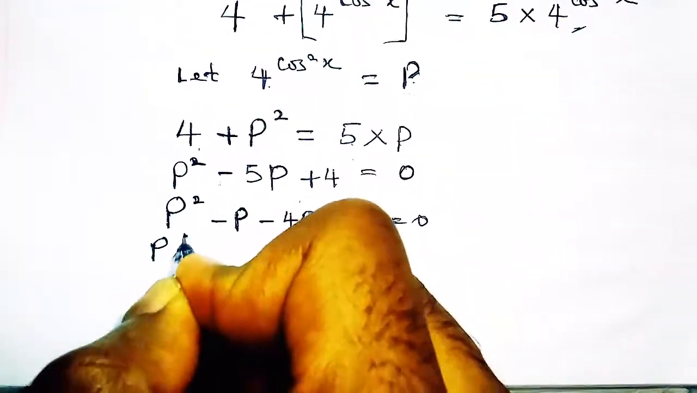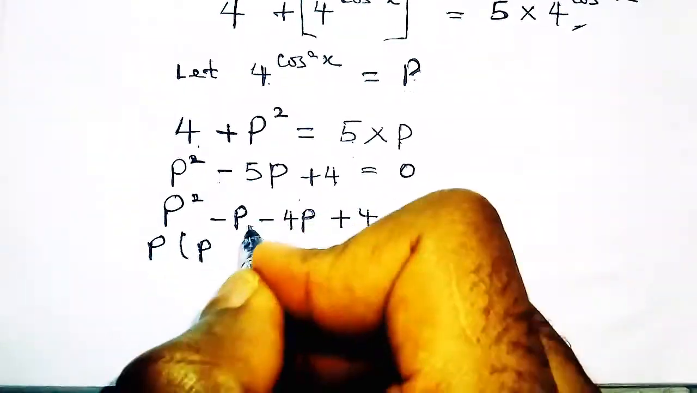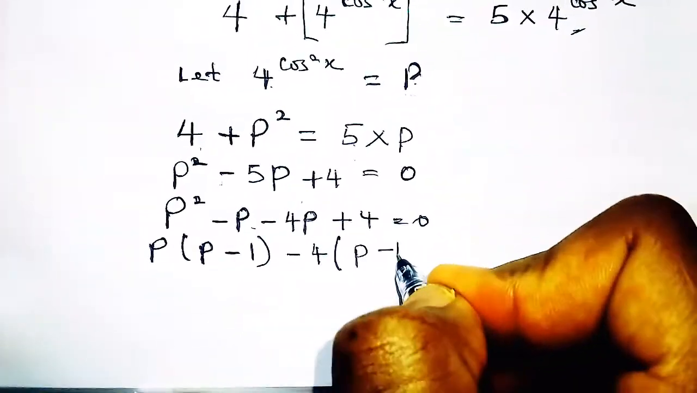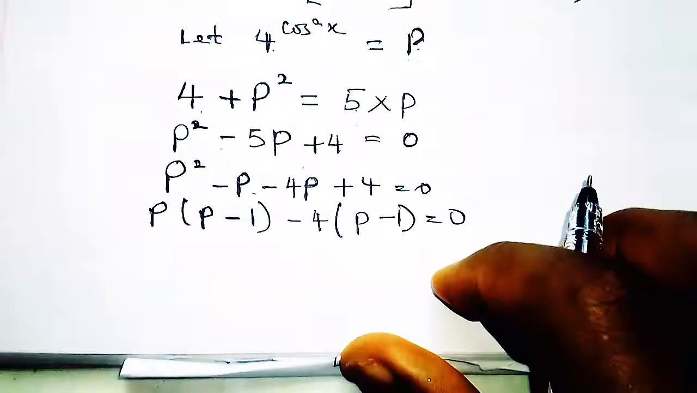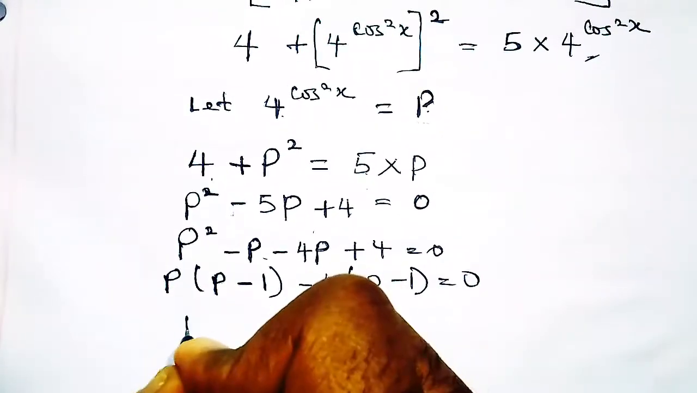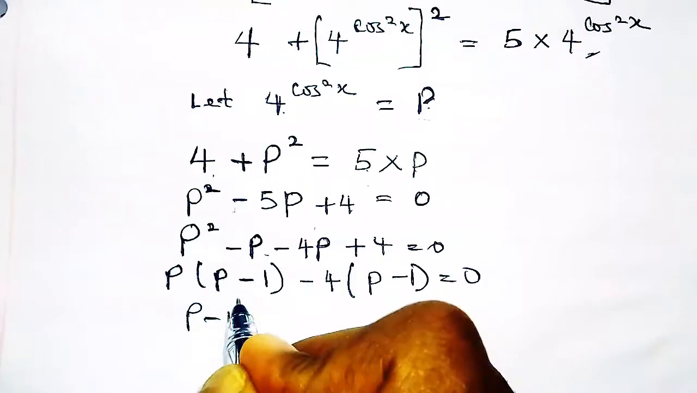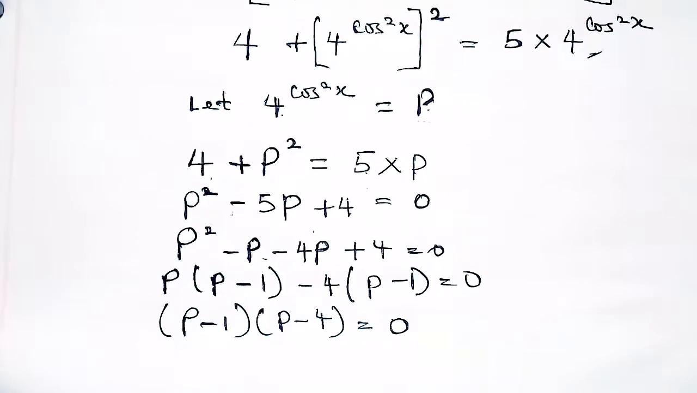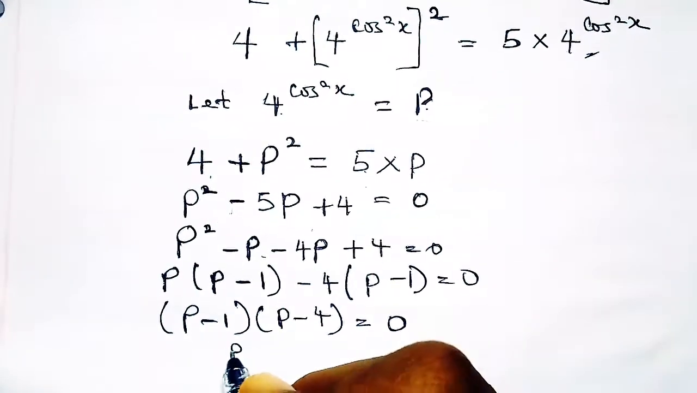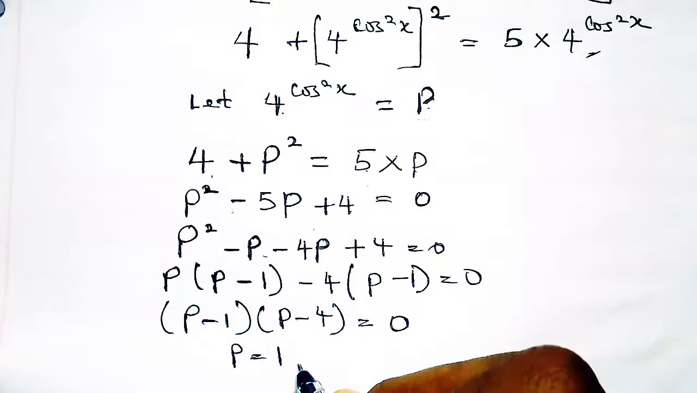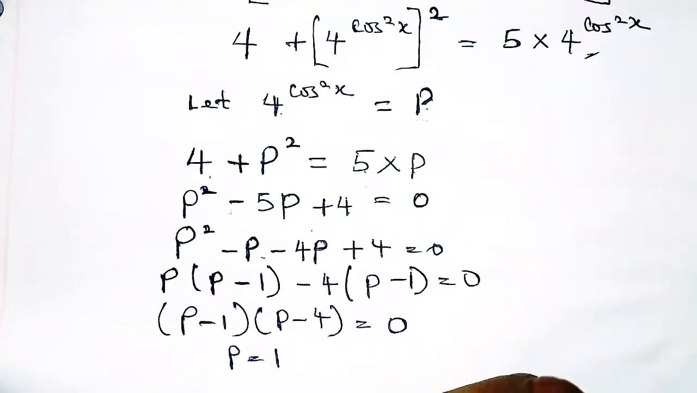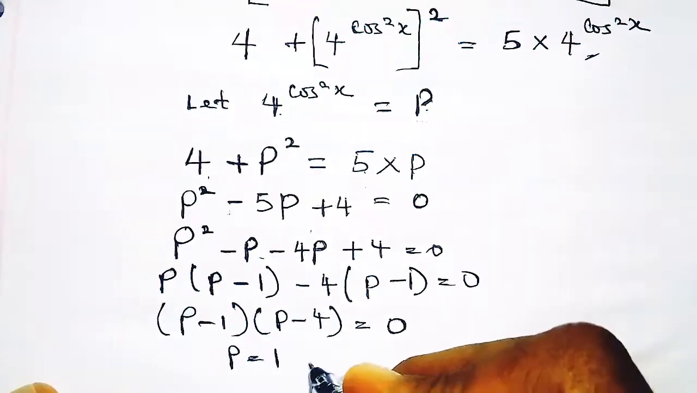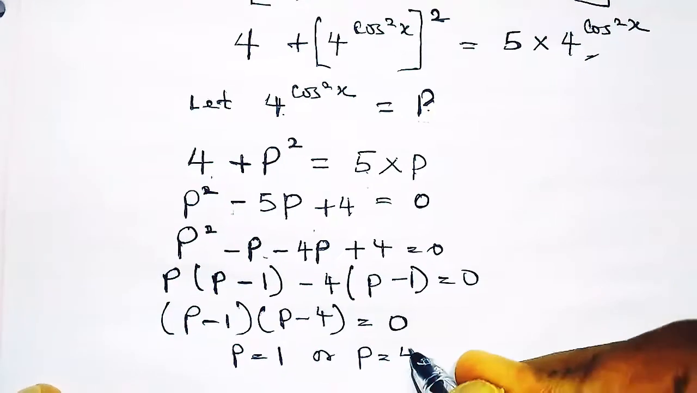So factoring out p, this is p open bracket p minus 1, minus 4 open bracket p minus 1, equals 0. So it will be left with p minus 1 and p minus 4 equals 0. Then eventually this gives me p equals 1. Am I actually doing the right thing? Yeah, so p equals 1 or p equals 4.